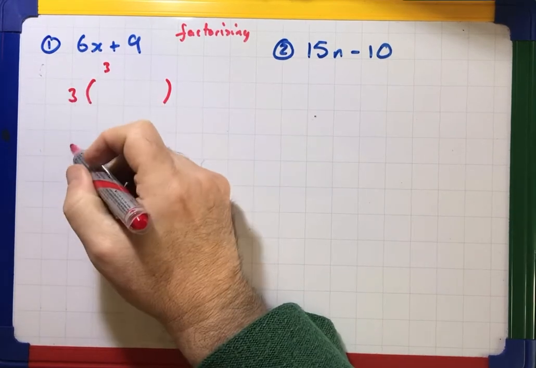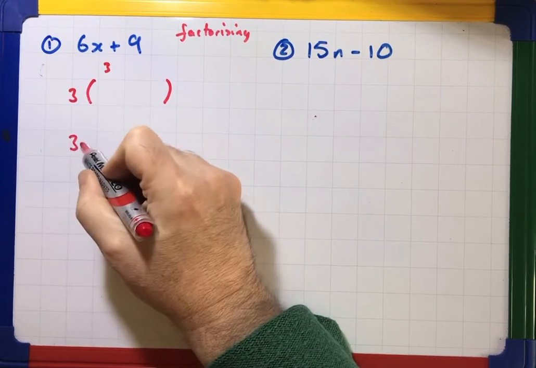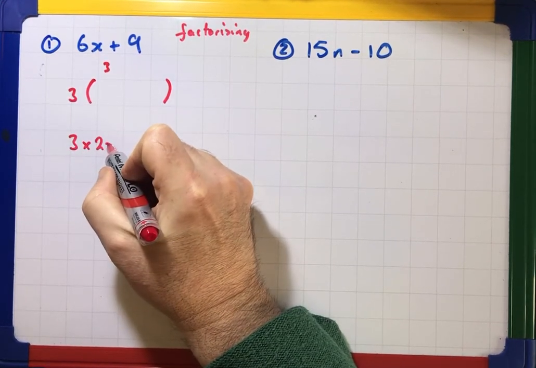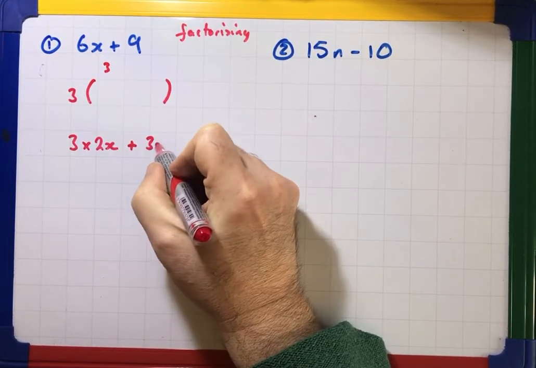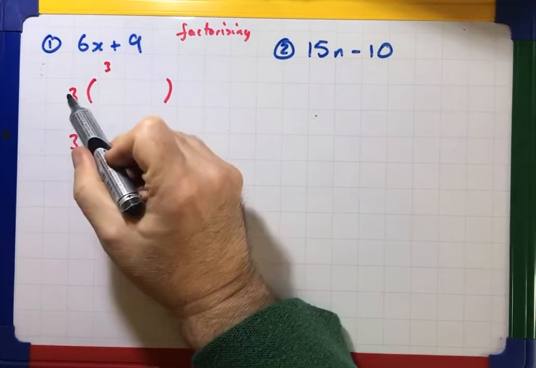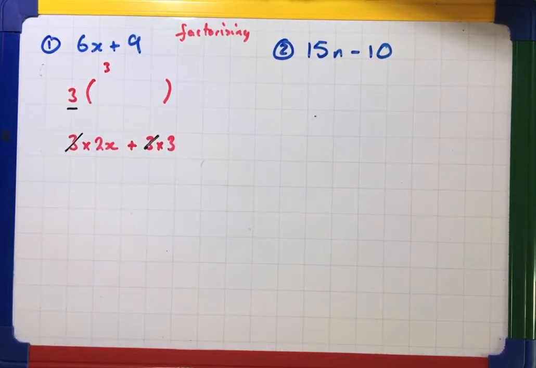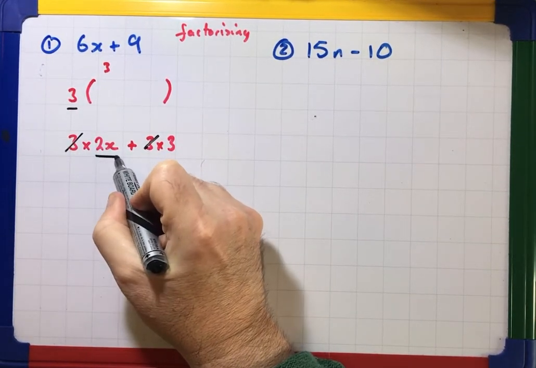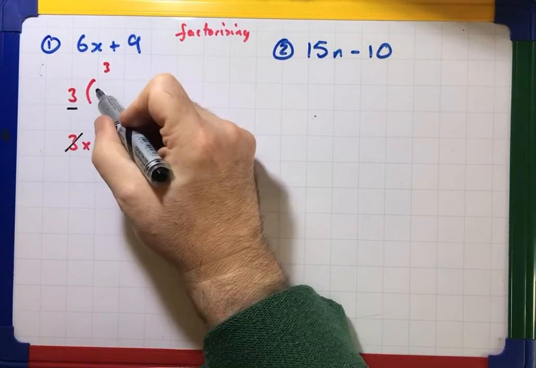Now this first bit was 6x, isn't it? Remember, 6 is 3 times 2, so I think of that as 3 times 2x. And 9 is 3 times 3, isn't it? So we have taken care of the 3 by putting it on the outside of the bracket. So that's gone. What we're left with is the 2x plus 3, so that's what I'm going to have to put on the inside of the bracket.